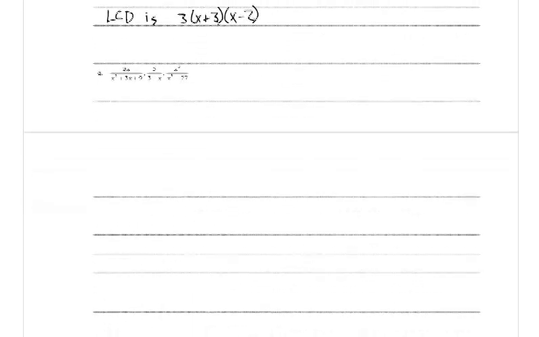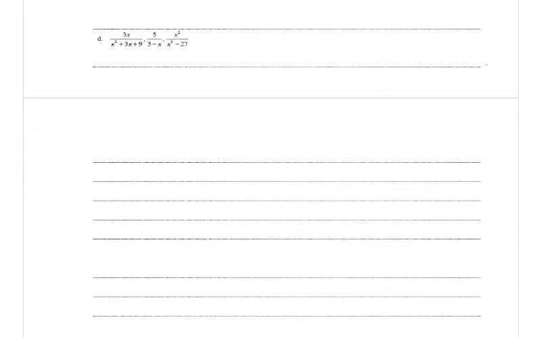In this last example, I have 3x divided by x squared plus 3x plus 9, 5 over 3 minus x, and x squared divided by x cubed minus 27. So I'm going to rewrite each denominator factored. So my new list will be 3x divided by x squared plus 3x plus 9, which is written in the simplest form.